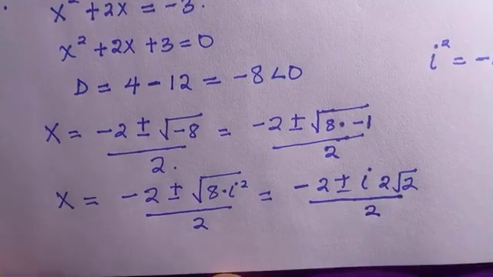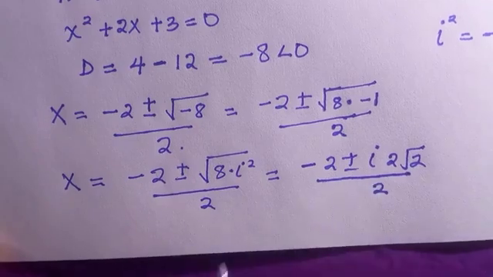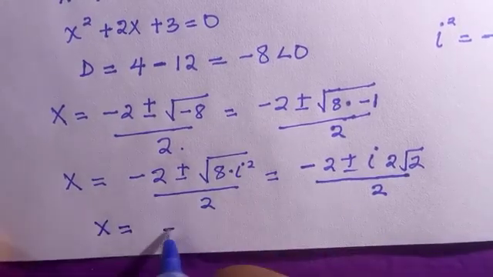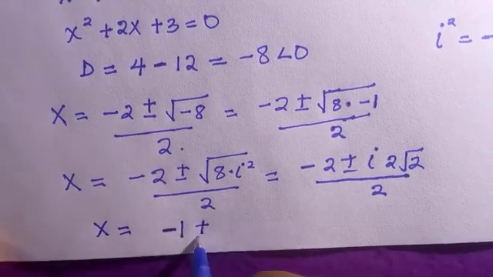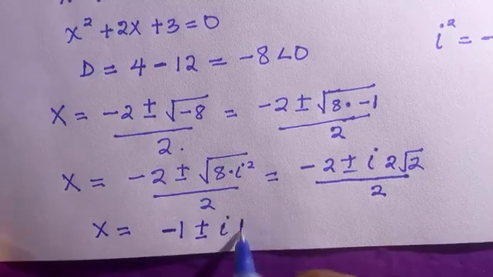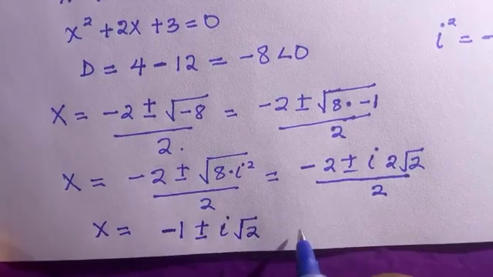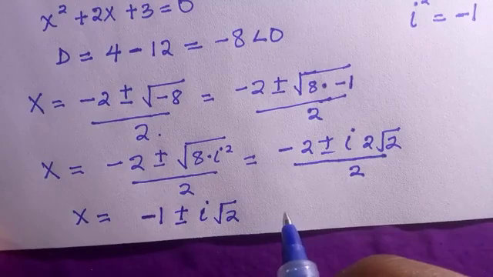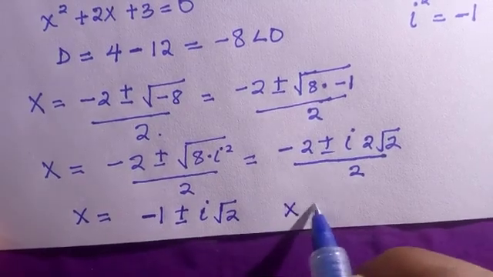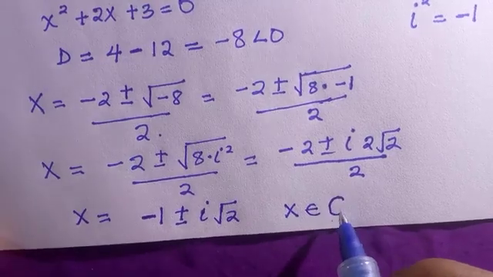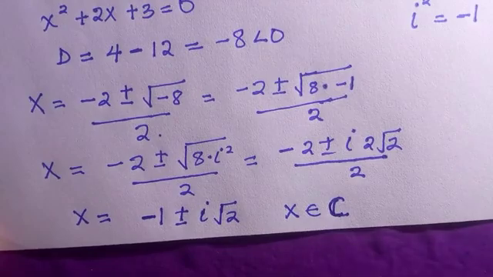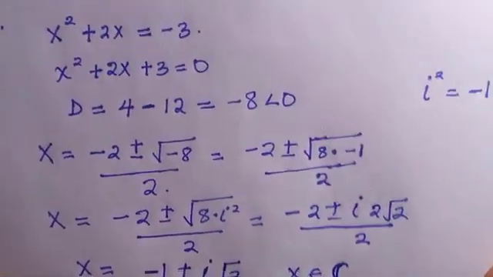So by factorizing out 2 in this problem, we are going to have x equals minus 1 plus or minus i root 2. So here is a complex root, that is, the value of this x1, x2 is a member of the complex numbers. And this is how this problem is done.